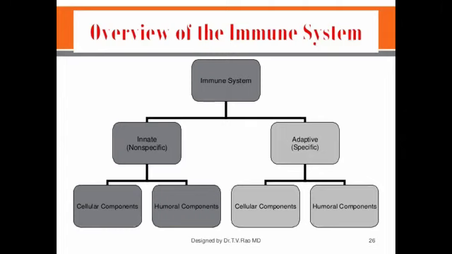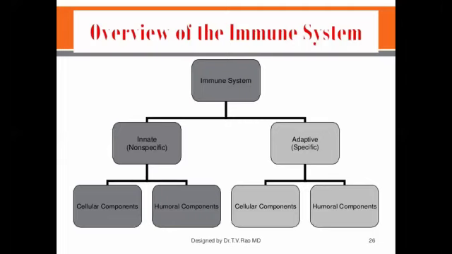Under the cellular components, what is included? For example, phagocytic cells. Under the phagocytic cells, it includes monocytes, macrophages, and neutrophils. So this comes under the phagocytic cells. And then the cellular components also include natural killer cells, mast cells, and antigen presenting cells. So these are the cellular components.